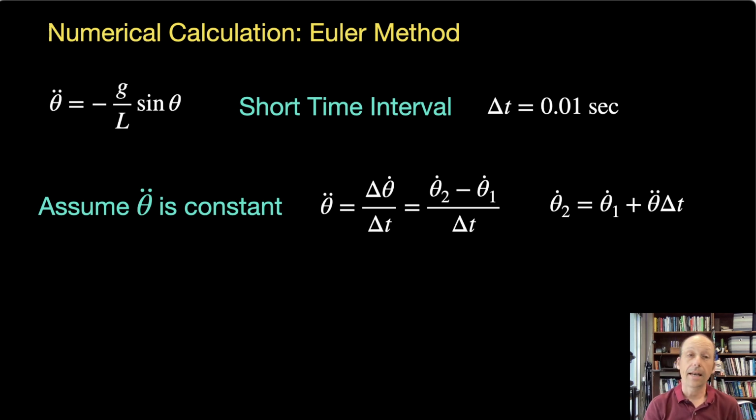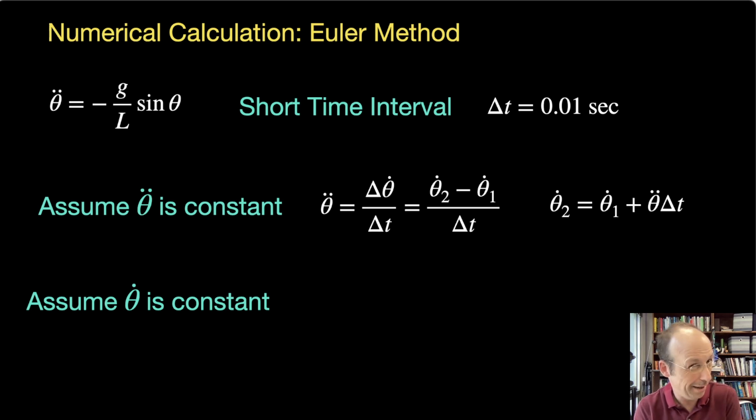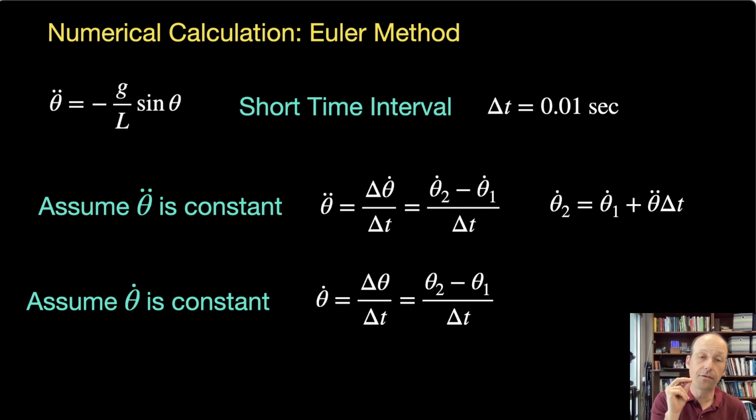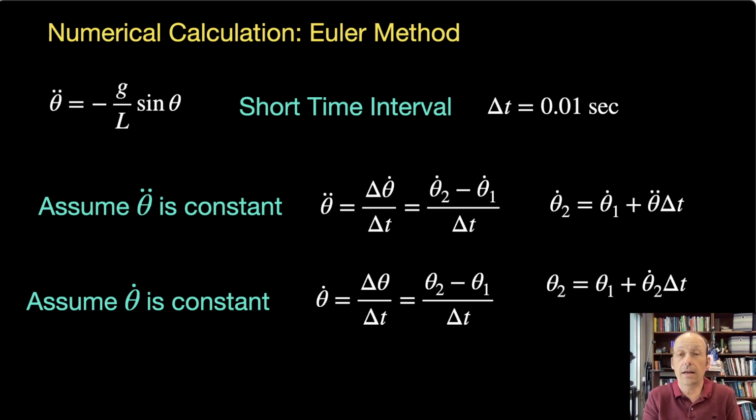Now I can also assume that theta dot is constant. I know you're thinking, well, you just said it's not. So what? There are different numerical recipes. This one actually works fairly well, and I'm just trying to do something simple. So if I assume theta dot's constant, I can do the same thing with theta dot and theta. I can define theta dot as the rate of change of theta, that's theta 2 minus theta 1 over delta t, and I can solve for theta 2. So theta 2 is theta 1 plus theta 2 dot times delta t. You do notice that I used theta 2 dot because I just updated theta dot. So I'm going to use the theta dot I just calculated.